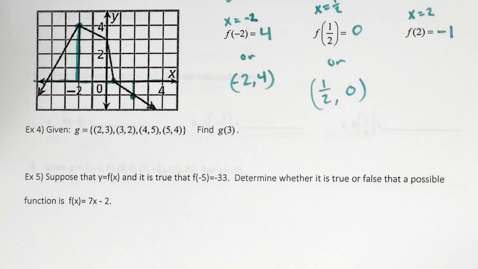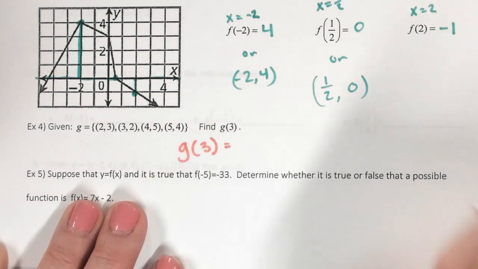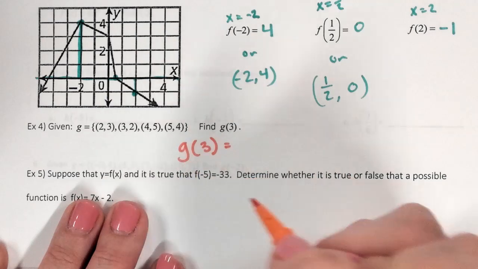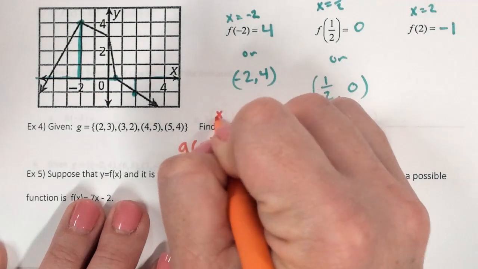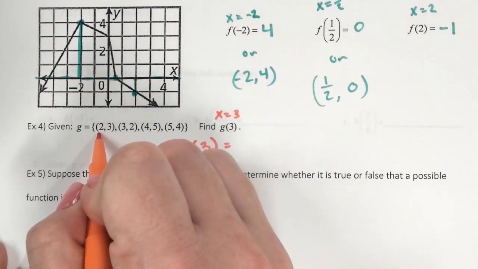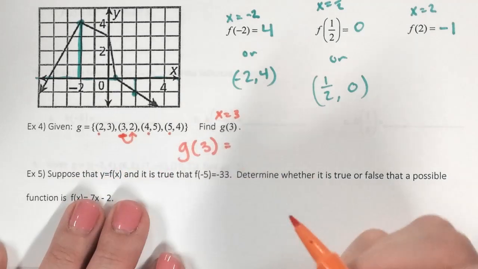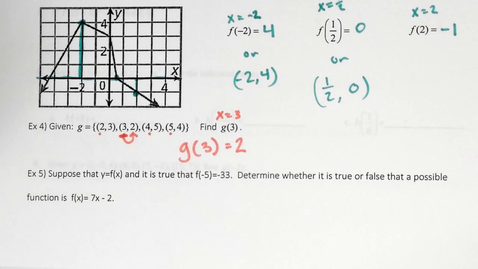Okay, look at example 4. It says find g of 3. Okay, well, g of 3 means, what? Oh, g of 3 means that I'm given x equals 3, right? Well, which one has x is 3? The second one. And what's the y, which is my answer? 2. Pretty simple. So those are the 2 examples that you can't really use your calculator because all the information is given to you with no equation.